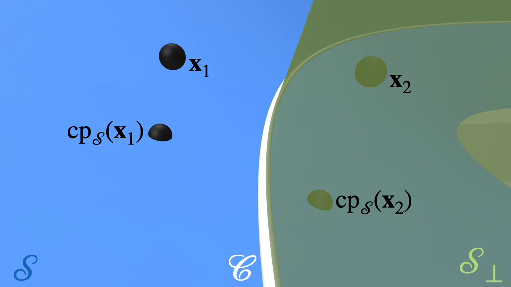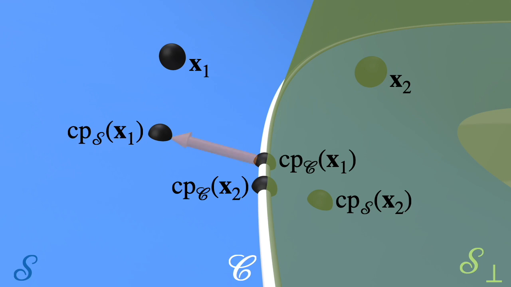To successfully apply our approach, we must be able to determine if the closest points are on opposite sides of the normal manifold S_perp. Consider 2 points x1 and x2 with corresponding closest points CPS. A naive approach would construct an explicit representation of S_perp, for example as a mesh, and then check if the line segment between the closest points intersects S_perp. Instead, we compute the closest points to the boundary curve C. The orange vectors will point in opposite directions if CPS of x1 and x2 are on opposite sides of S_perp.